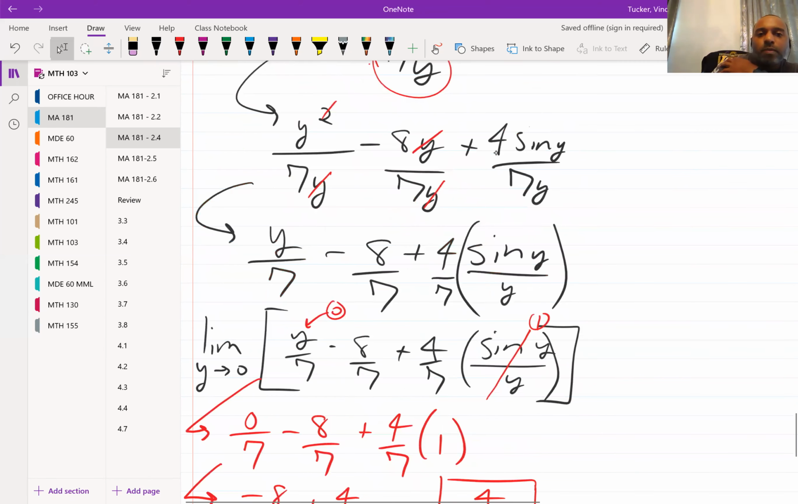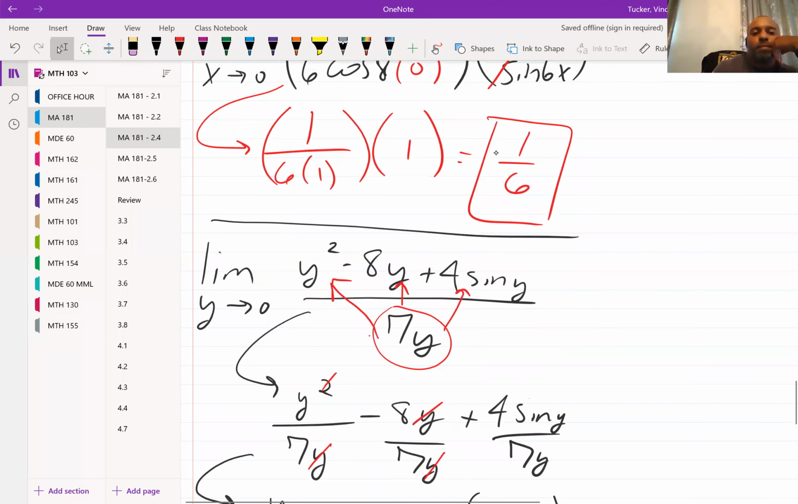Yep. All right. So we have the limit as y goes to 0 of y squared minus 8y plus 4 sine of y over 7y. So just like before, I cannot just plug in 0 into this function because 0 in my denominator will occur because of 7 times 0.